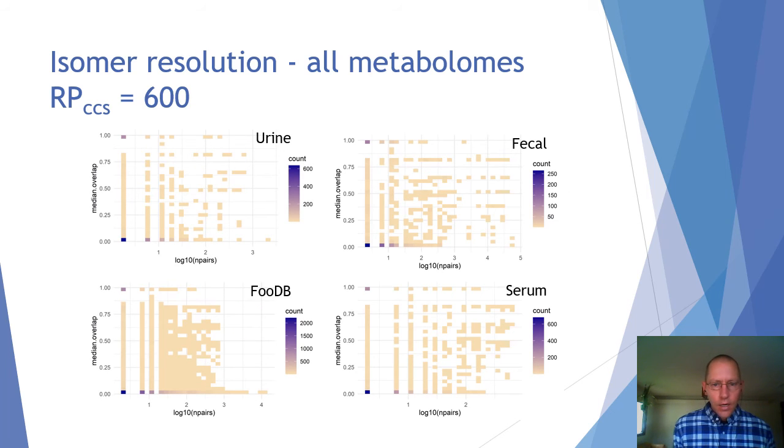And what we can see here is that all of that blue signal in the upper left tends to move toward the bottom of the plot. And even at some of the higher n pairs values on the x-axis toward the right, we can see many more signals down in the less than 0.1 overlap factor region at the bottom of the plot.